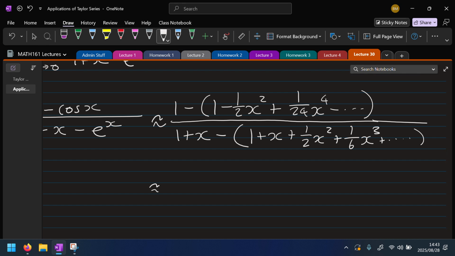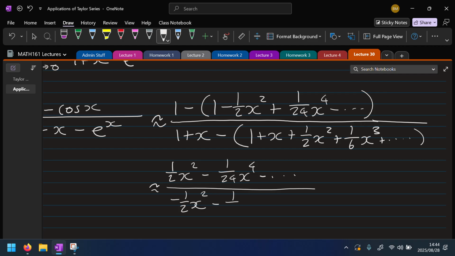So in the top we have 1 minus 1, so that's going to go away, and we're left with the rest of it there. And in the bottom we have 1 plus x minus 1 minus x, so that goes away. So what do we have in the top? It's going to be 1 half x squared minus 1 over 24 x to the 4, and some other terms we don't have to worry about. Okay, what about in the bottom? The 1's cancel, the x cancels. The next thing is the half x squared, and some other terms we're not worried about.